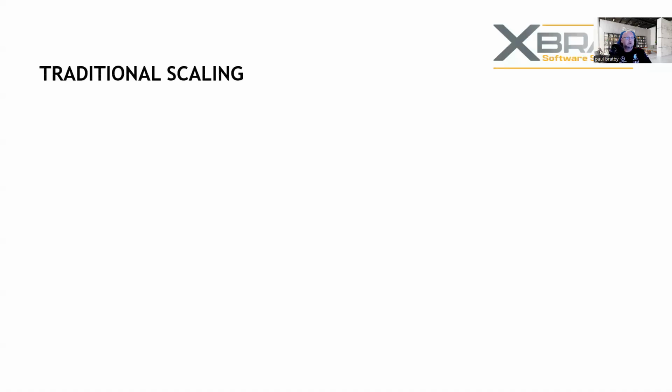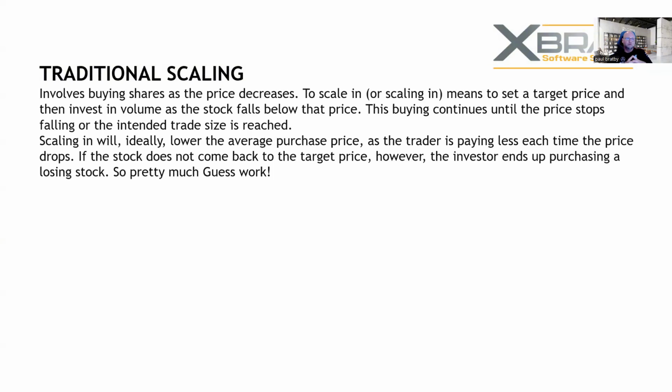Okay. So traditional scaling involves buying shares as the price decreases in a stock. That's traditional scaling, and that's what investors would normally do. To scale in means to set a target price and then invest in volume as the stock falls below that price. So then that buying continues until the price stops falling. Okay, so that traditional scaling in lowers the average purchase price as the trader's paying less each time it scales in.